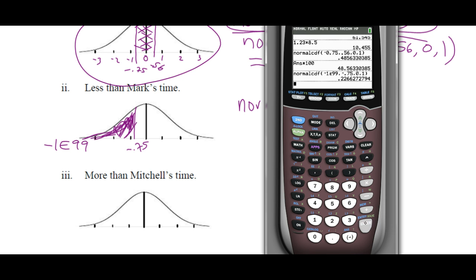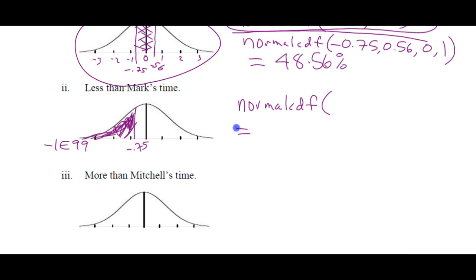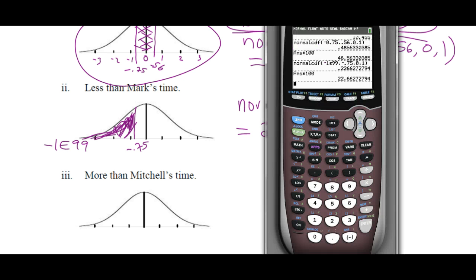Then we hit enter and it calculates it. 0.2266, and you want that as a percent. So times 100, and we get 22.66%. If you have problems with rounding and you know you have to round to 2 decimals, just go mode, go to float, and set it to 2.